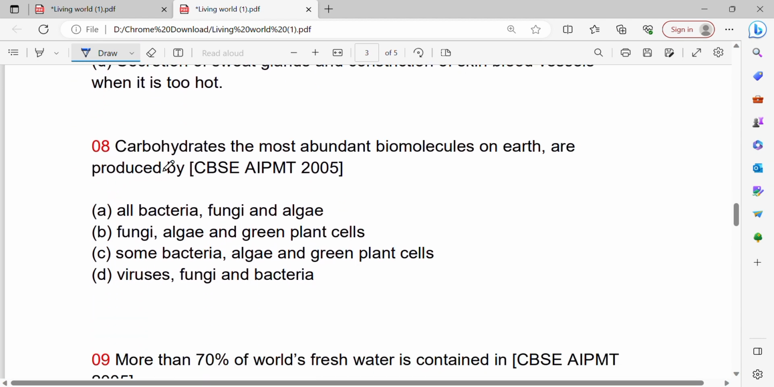Question number 8. Carbohydrates, the most abundant biomolecules on the earth, are produced by all bacteria, fungi and algae. Option B, fungi, algae and green plant cell. C, some bacteria, algae and green plant cell. Option D, viruses, fungi and bacteria. And the correct option is option C, some bacteria, algae and green plant cell.